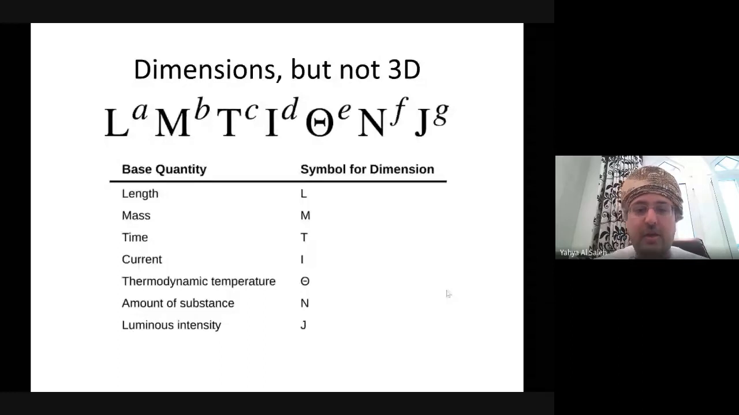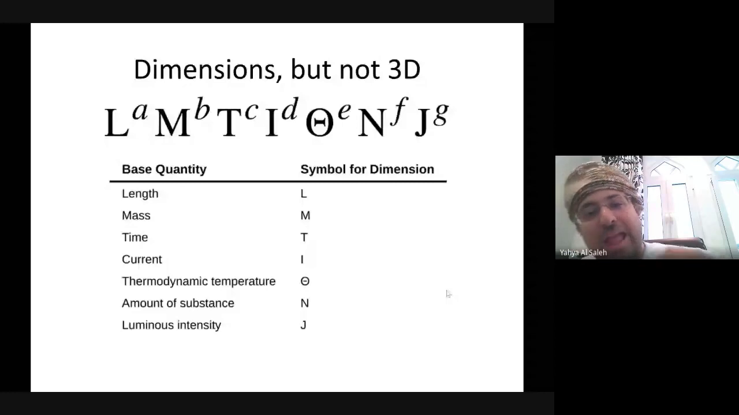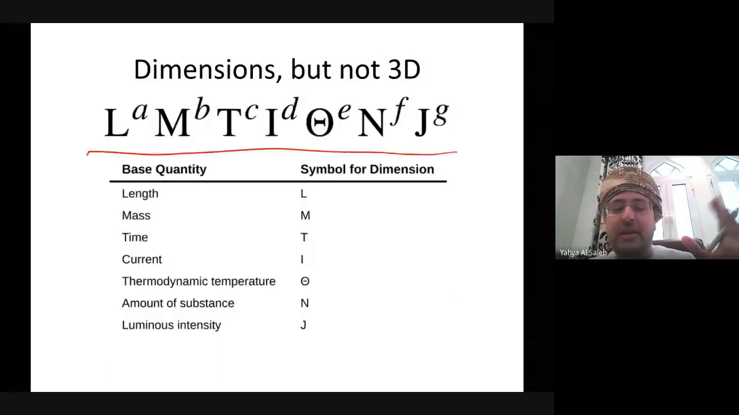Okay, so any quantity whatsoever can be described using these dimensions: L, M, T, I, Phi, and J, each one of them to a power. Let's do examples. We have something that is unitless. It does not have any units. What are the indices A to G?